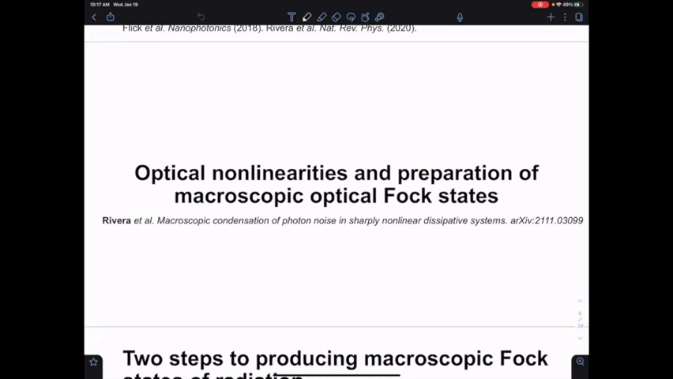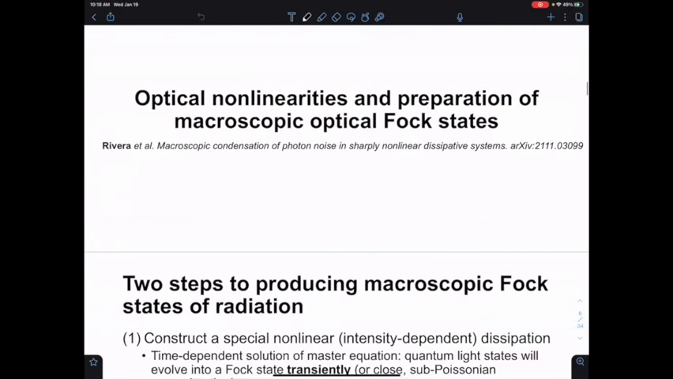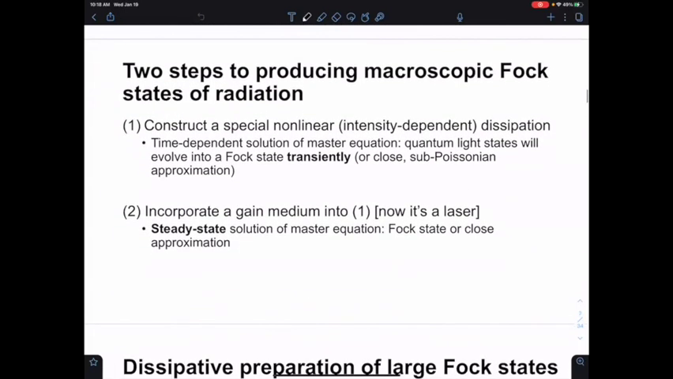So let's talk about optical nonlinearities in preparation of macroscopic optical Fock states. This work is on the arXiv, as Charles had mentioned. Identifiers right here if you want to take a look at it. In this work, we propose a few schemes for producing macroscopic optical Fock states and introduce a few new physical principles that should facilitate that. I like to present it as something that occurs in two steps.